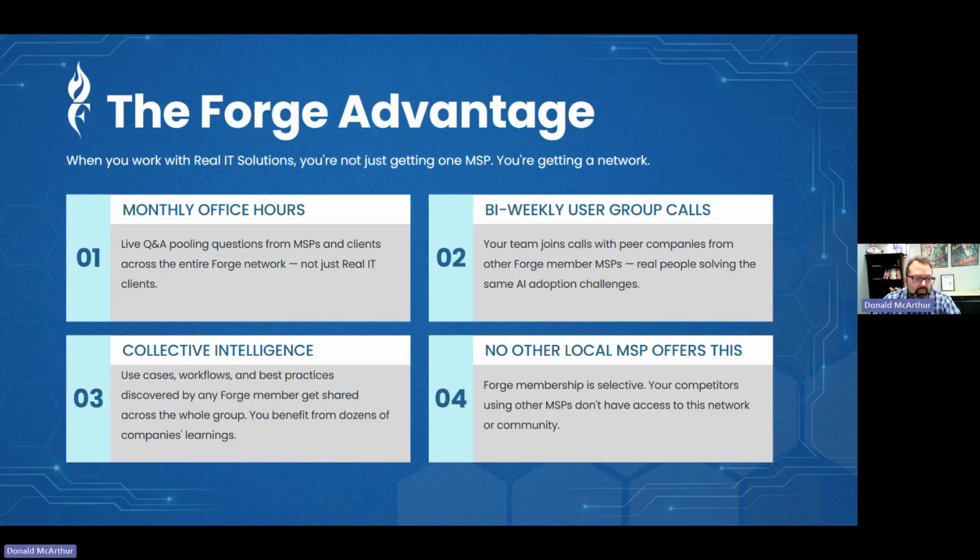Here's one thing that sets us apart from others that are offering AI solutions. And let's be honest, everybody's offering them now. And that's this Forge advantage. We have monthly office hours with live Q&A with me and the team, and you get questions answered in real time. There's bi-weekly user group calls, so your team is collaborating with other firms doing the exact same thing. It's peer learning, it's shared challenge. You get collective intelligence. And the thing is that no other local MSP offers this.